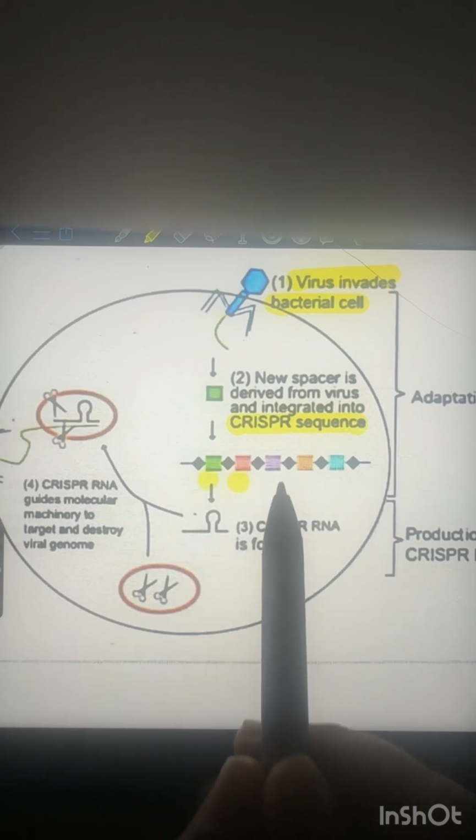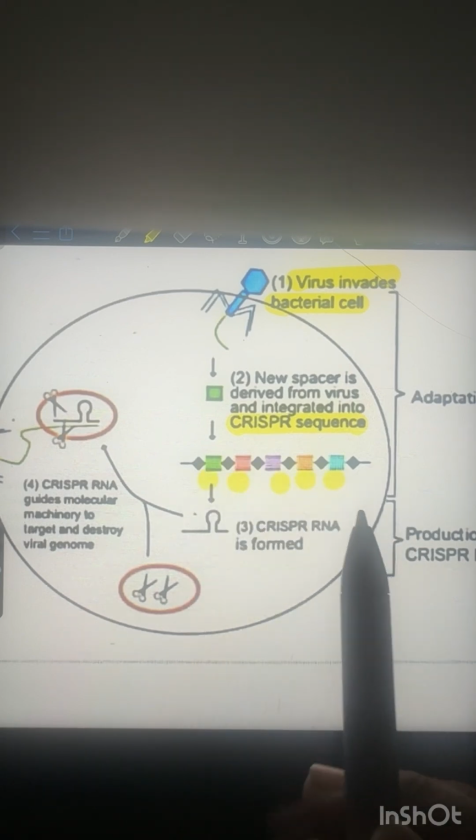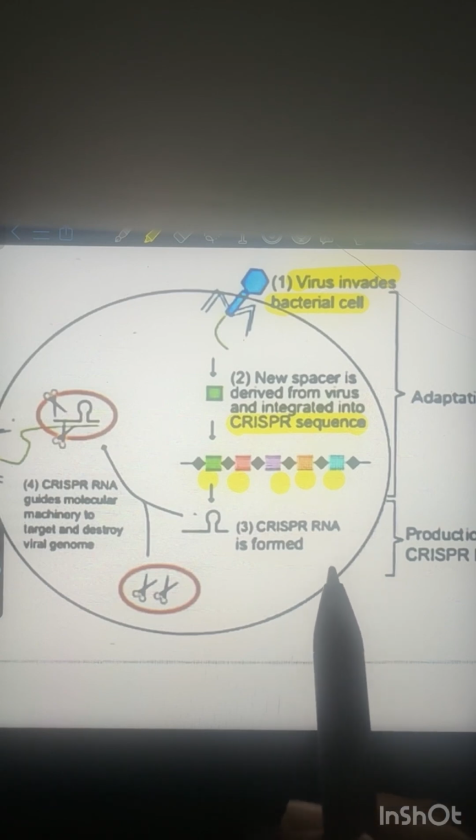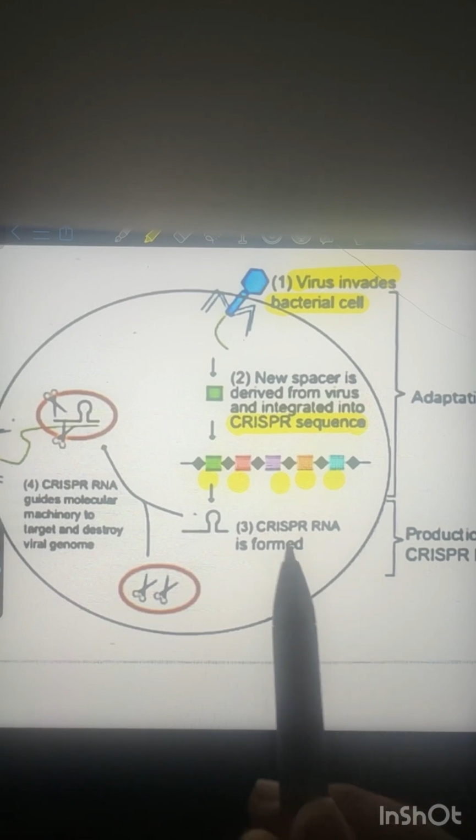So that is what is being done. You realize all these spacers are memories of the virus, so that next time when the virus comes, it cannot affect this bacteria. So can I say CRISPR-Cas9 is a bacterial defense?